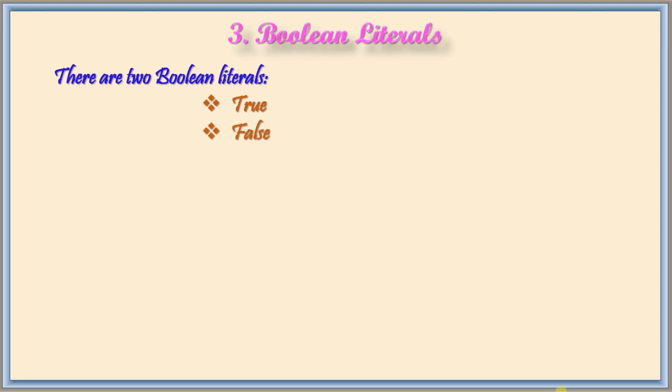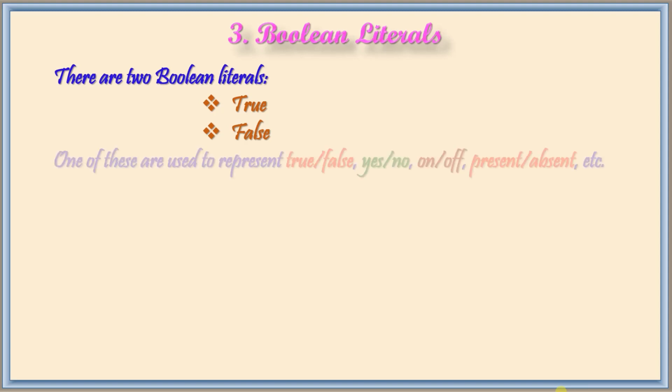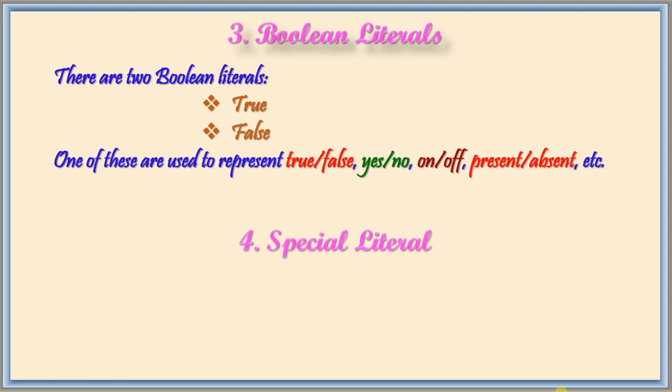Let us move to Boolean literals. There are two Boolean literals. One is True, another one is False. So you must remember T is capital and F is capital here. Both are keywords. To represent true or false, yes or no, on or off, present or absent, we use True or False. And next one is special literal.